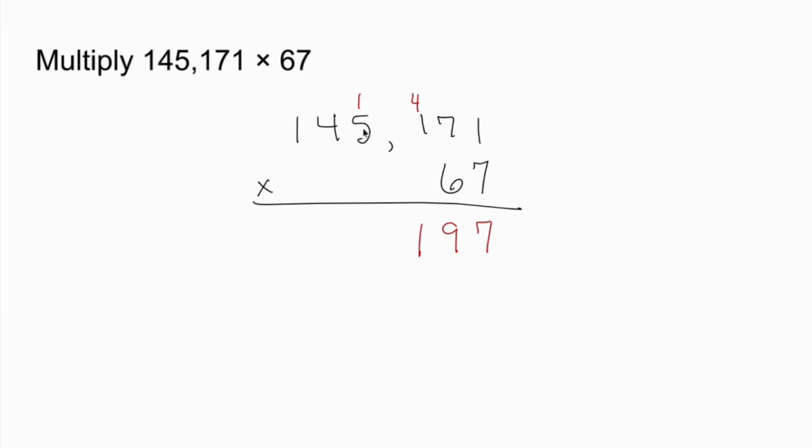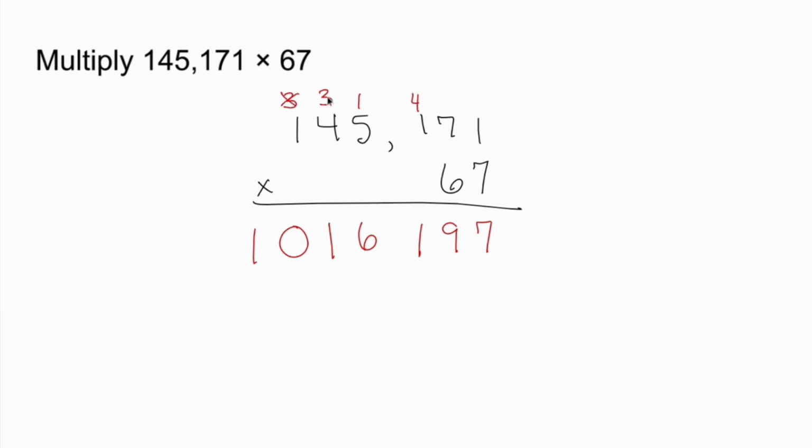7 times 5 is 35. 35 plus 1 is 36. Write out a 6, carry over a 3. 7 times 4 is 28. 28 plus 3 is 31. Write out your 1, carry over a 3. 7 times 1 is 7. 7 plus 3 is 10. Since that's our last number, write out all of 10.